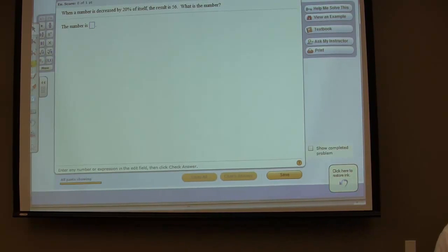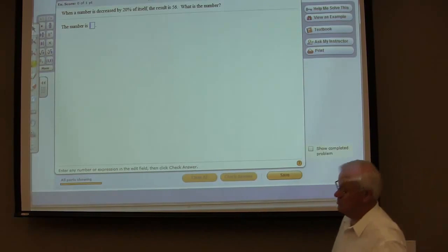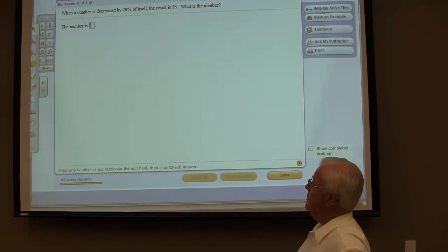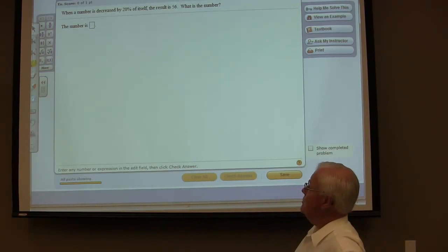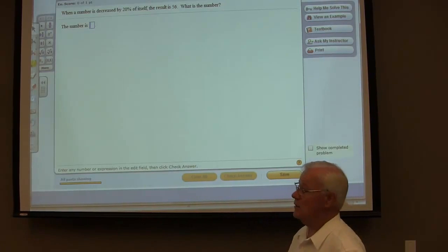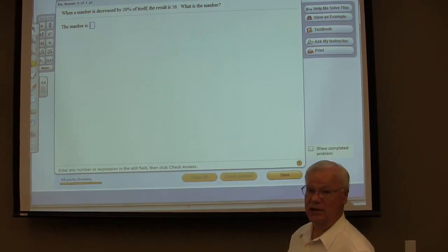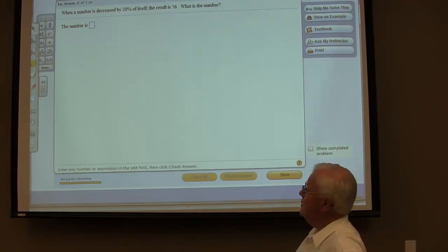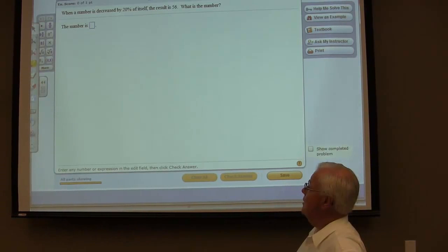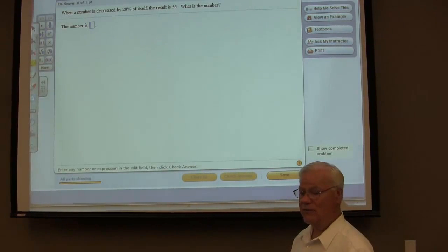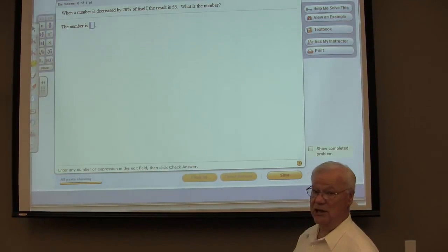Okay, now let's try some rather simple word problems, but they are word problems. So when we are given a sentence like this, how are we going to convert that into an equation so we can solve it? It says when a number is decreased by 20% of itself, the result is 56. Now the result is an equal sign. So I know that 56 is going to go on the other side of an equal sign. But what does it mean to say a number is decreased by 20% of itself? Well, first of all, in equations we don't use percents, we use the decimal equivalent. So 20% is 0.20.